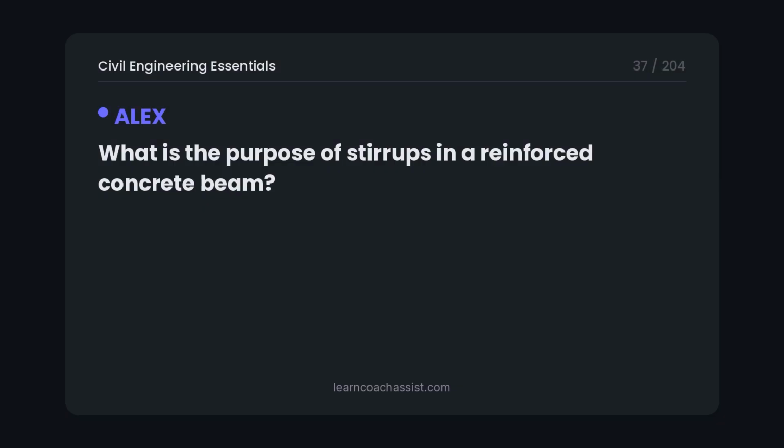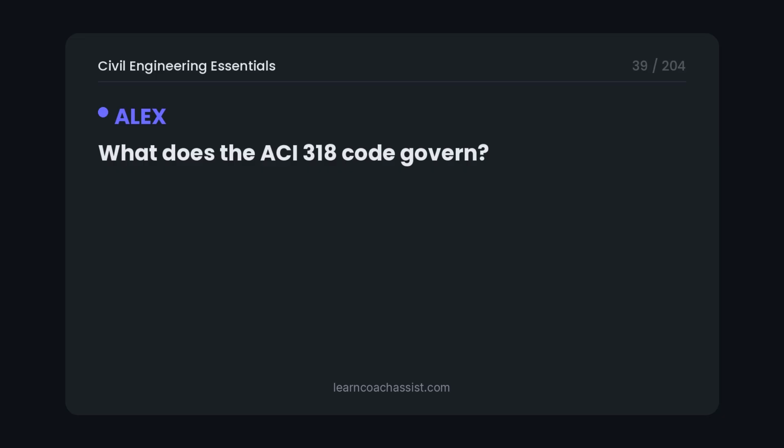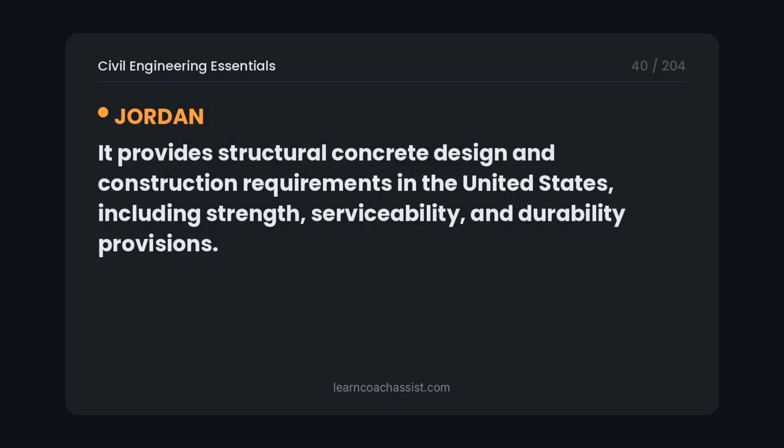What is the purpose of stirrups in a reinforced concrete beam? Stirrups provide shear reinforcement to resist diagonal tension cracks that form near supports where shear forces are highest. What does the ACI 318 code govern? It provides structural concrete design and construction requirements in the United States, including strength, serviceability, and durability provisions.